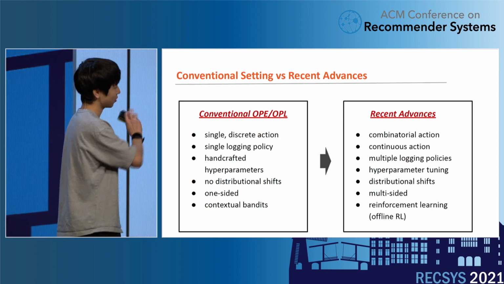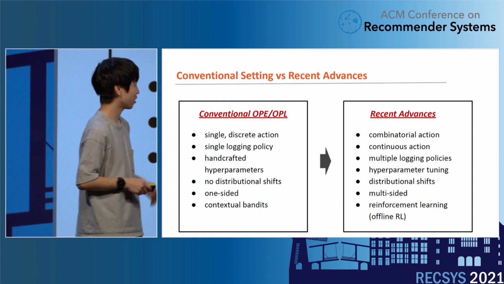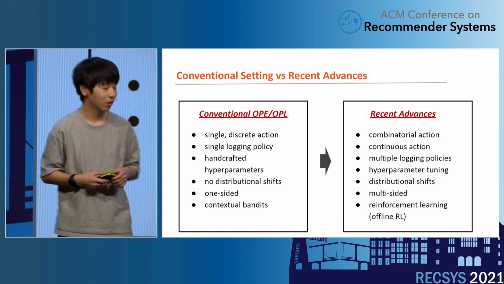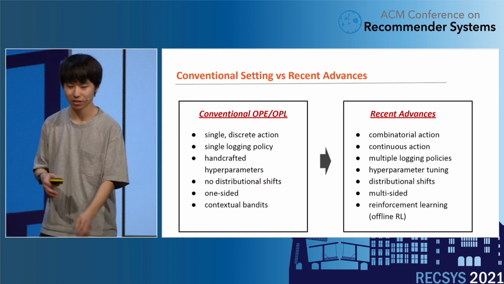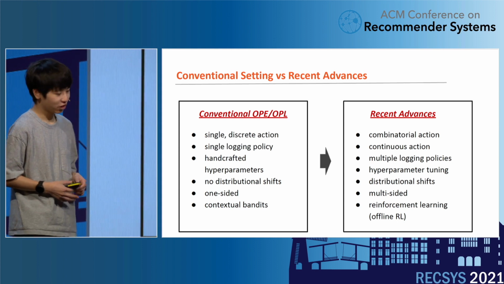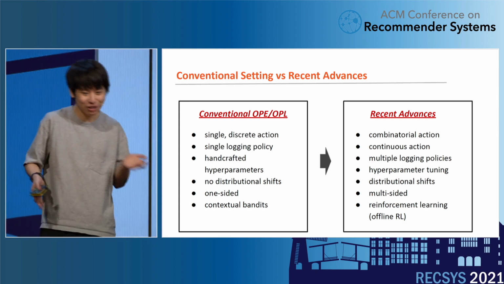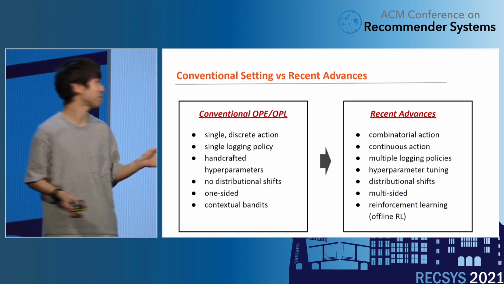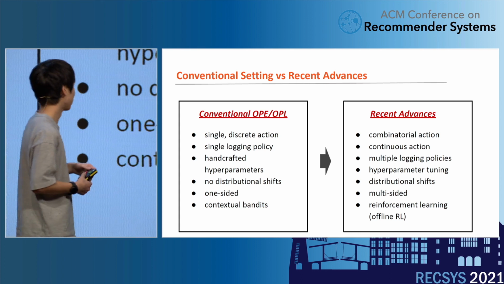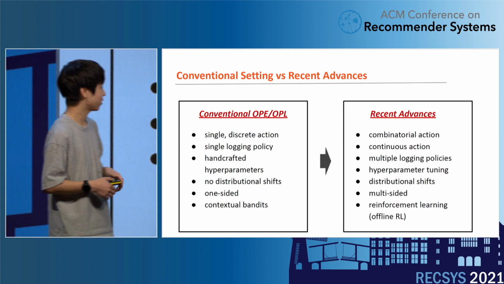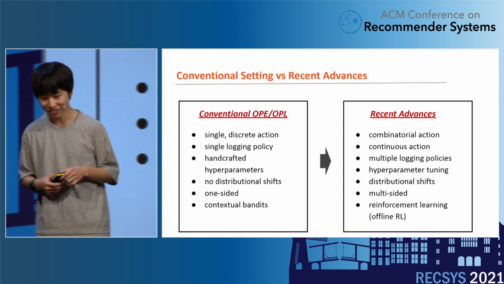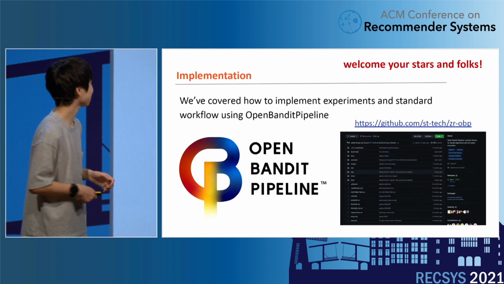Continuous action is also a growing field. Multiple logging policies, of course, and hyperparameter tuning. I talked about the great baseline hyperparameter tuning method, automatic hyperparameter tuning. We now don't have to care about how to handcraft hyperparameters. We can do that in a data-driven way. And also, there are some papers recently on how to address distributional shift, and multi-sided platforms. This is also an interesting topic. And also, offline reinforcement learning is another growing field, I think.